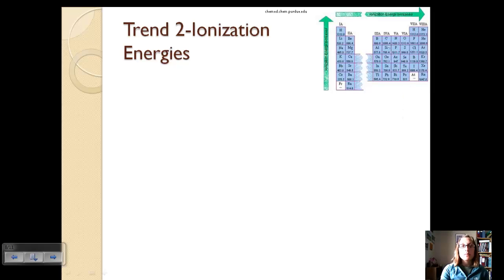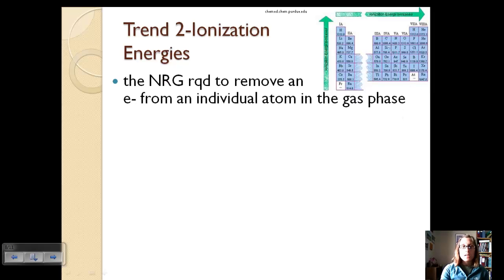Okay, let's look at the second trend, which is ionization energy. Ionization energy is the energy required to remove an electron, turning it into an ion. Remember, you can change electrons. That's what makes things ions. So if we're removing an electron, we're making it a positive ion.